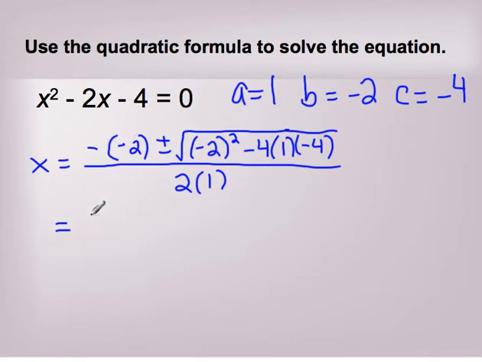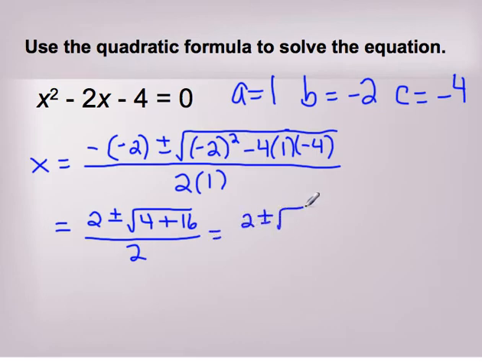Okay, now we continue. The opposite of b is positive 2, plus or minus the square root of negative 2 squared is 4. And then when I do this, I think of how many negatives do I have here? I've got 1, 2. So this is going to be plus 4 times 1 times 4 is 16, all over 2. Continuing on, that's going to be 2 plus or minus the square root of 20 over 2.